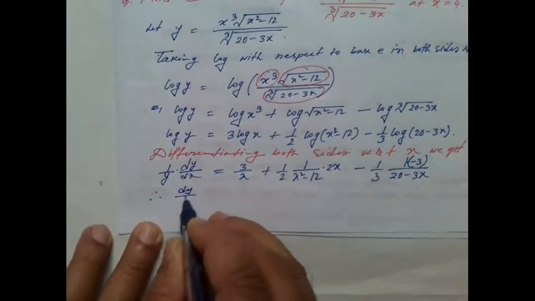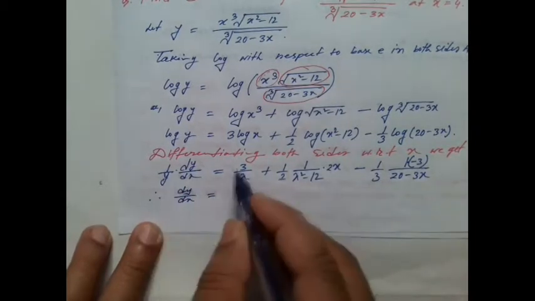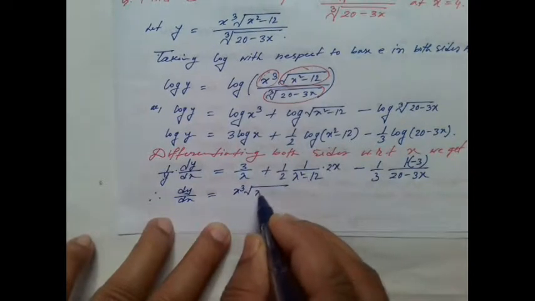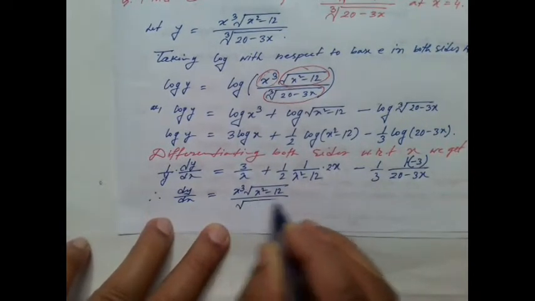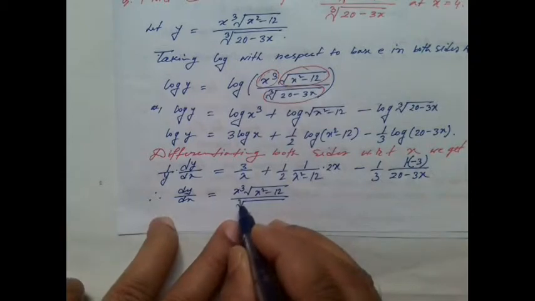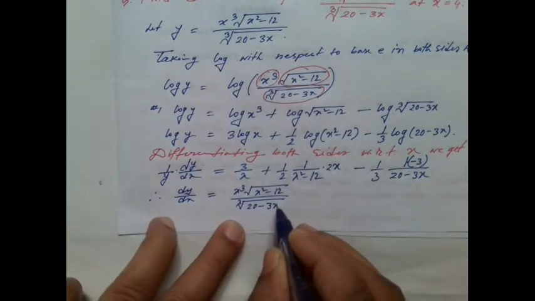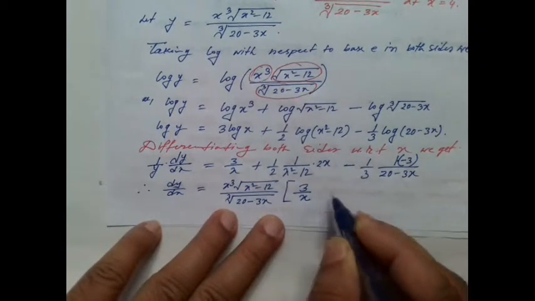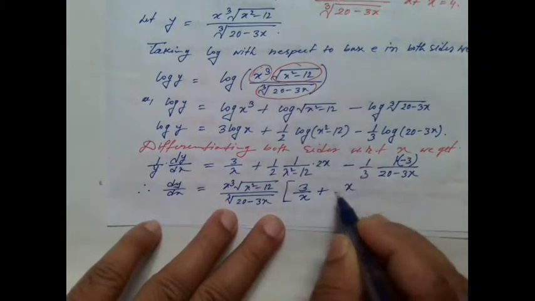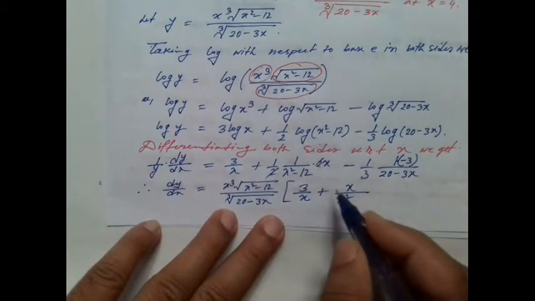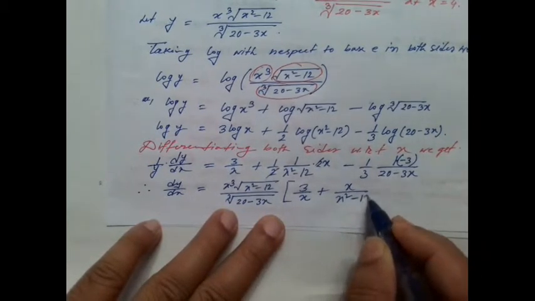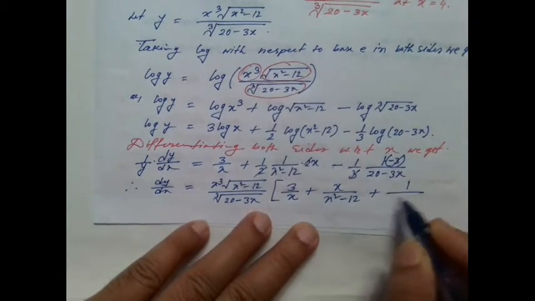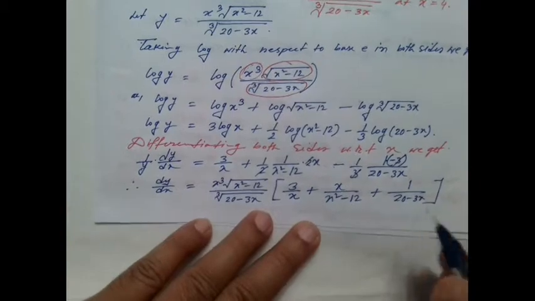Therefore dy/dx equals to, y will be multiplied on this side. The value of y we have to write once again, x cube root of x square minus 12 by cube root of 20 minus 3x, then within the bracket we have 3 by x plus x by x square minus 12, here 2 cancels, here minus minus plus 3 cancels, 1 by 20 minus 3x.